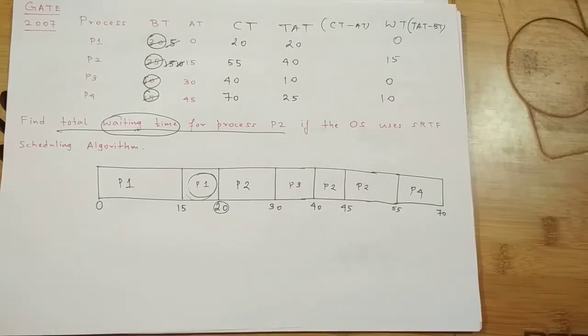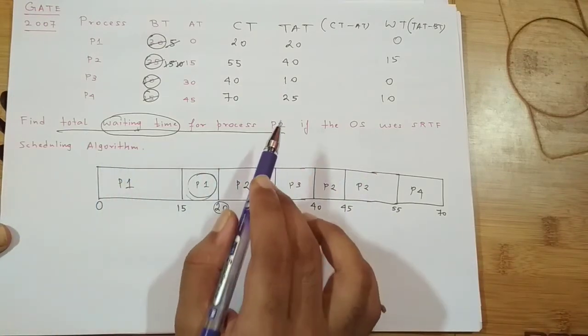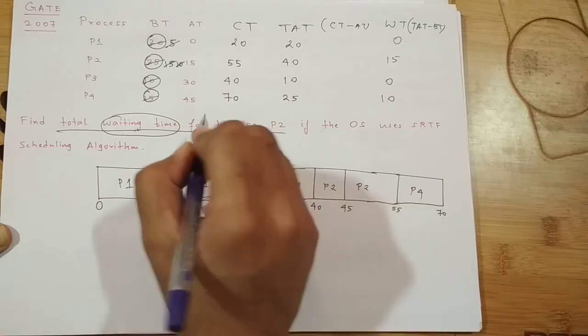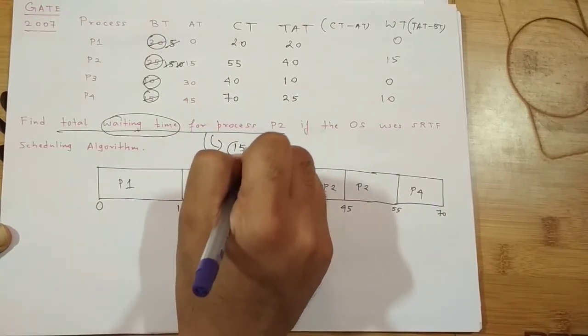An interesting thing to note here is we are getting 0 as waiting time for two processes. What does this signify? This signifies that processes P1 and P3 have not waited for the CPU at all. That means whenever they arrived in the system, they got hold of the CPU immediately. So they did not have to wait at all. So this is my waiting time. Now they've asked to find the total waiting time for process P2. So the total waiting time for process P2 is nothing but 15 units.